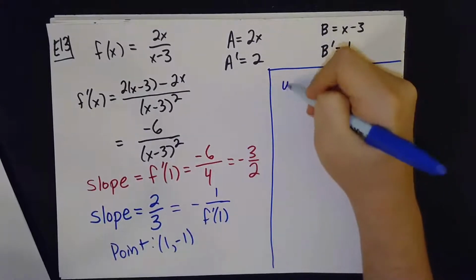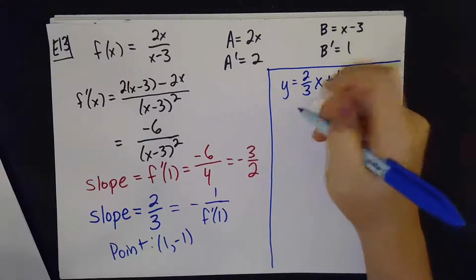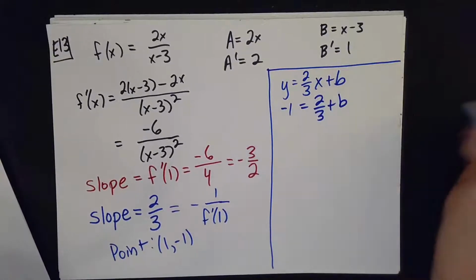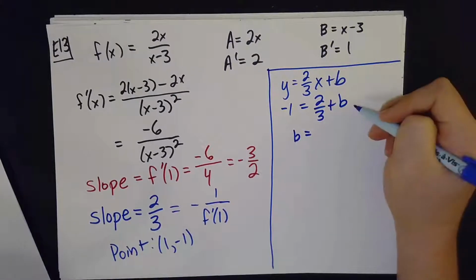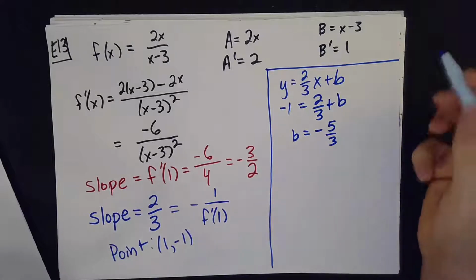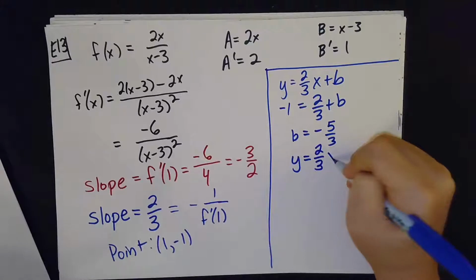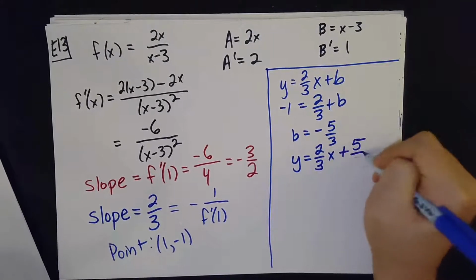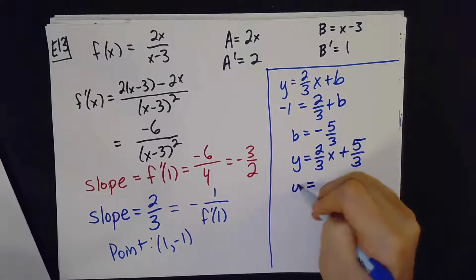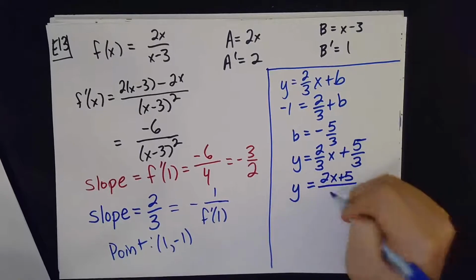So it's going to look like y equals 2/3 x plus b, but I've got minus 1 is 2/3 plus b, so b is minus 5/3. And so that means the equation of the blue line is in fact y equals 2/3 x plus 5/3. Although it might occur to you that I could write this in a slightly nicer looking way, namely I could write this as 2x plus 5 divided by 3.